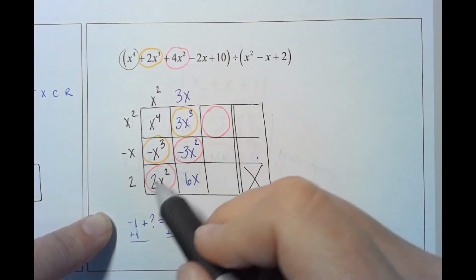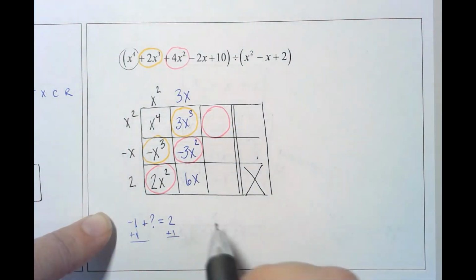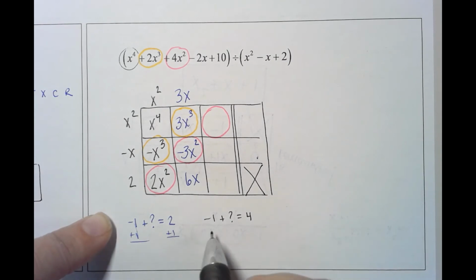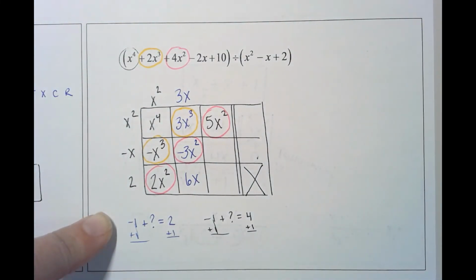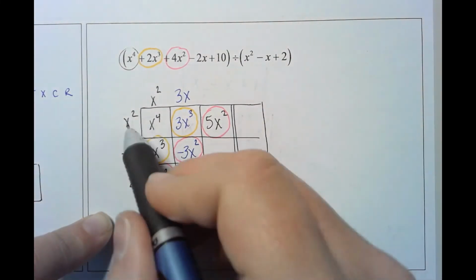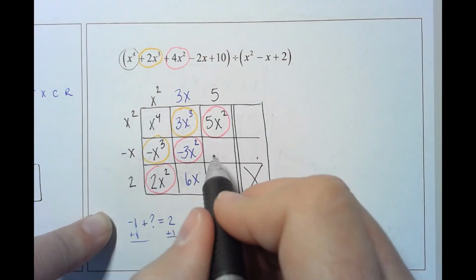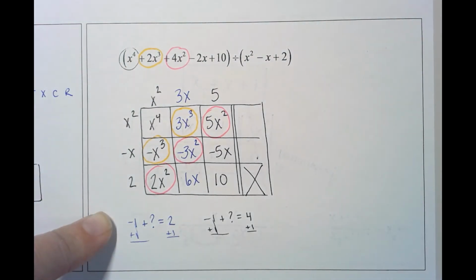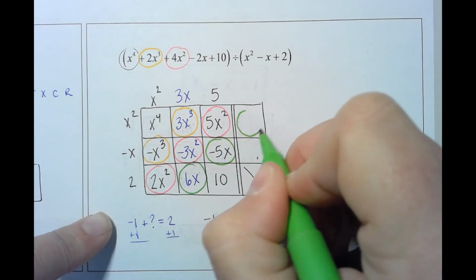So right now, when I add these together, I have a negative 1x squared, but I need a total of 4. Negative 1 plus what gives me 4? Question mark equals 5, doesn't it? 5x squared. Start over. All right, I need a 5 up here. 5 times x squared. 5 times negative x. 5 times 2. We've got this diagonal right in here.